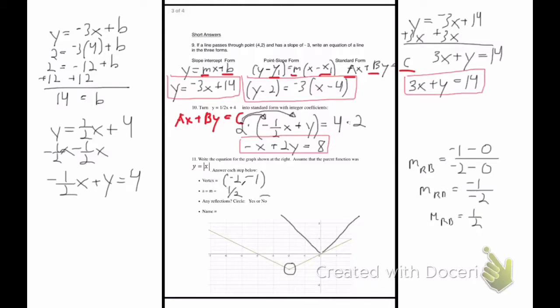Are there any reflections? We know that the answer is no. Why? The graph looks very similar to the parent function. Both are showing a V. If it was an upside down V, then we would know that it was reflected somewhere. But since a is positive and we can see that the graph is that V shape, we know that there were no reflections. So how do we name this?